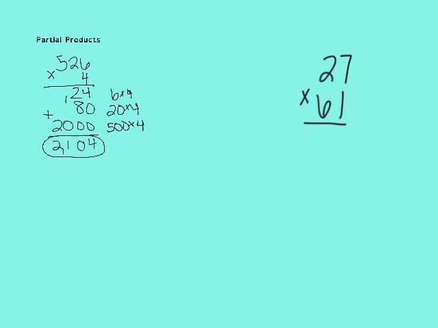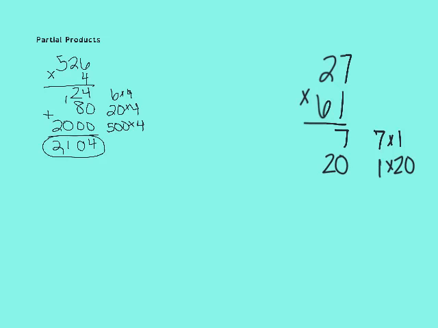So we're going to do our ones first. 7 times 1, which is 7. Then we're going to multiply our 1 by our 10. So 1 times 20. 1 times 20 is 20.